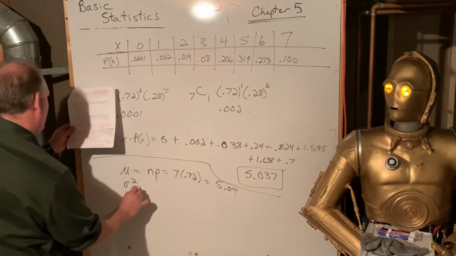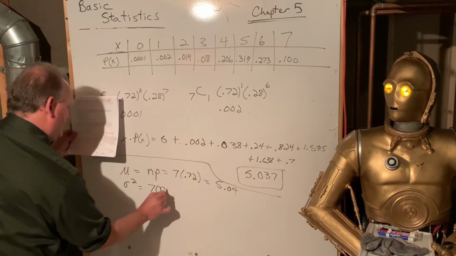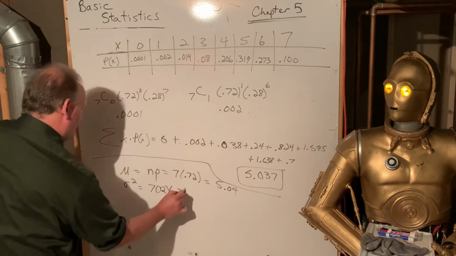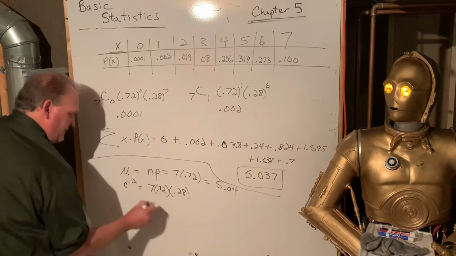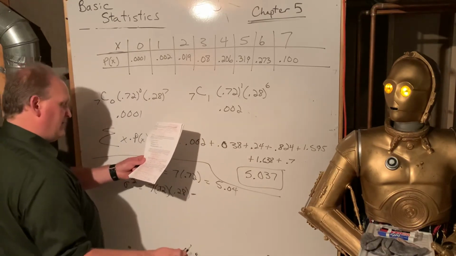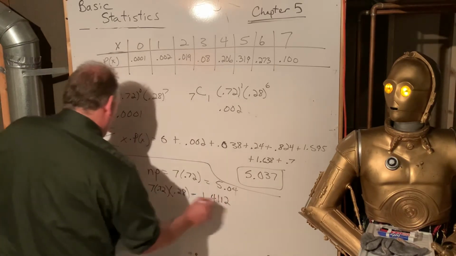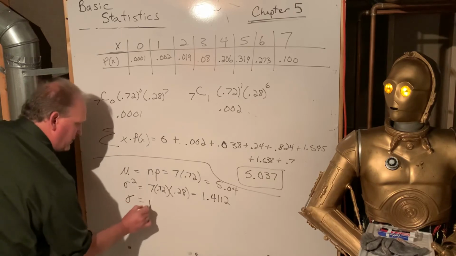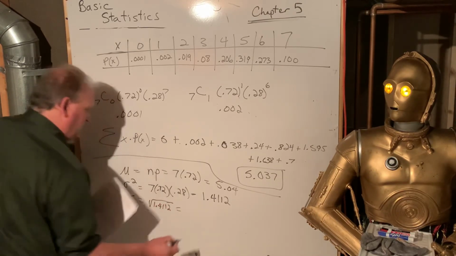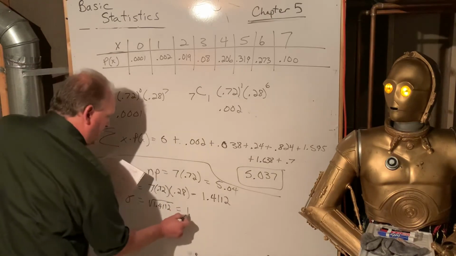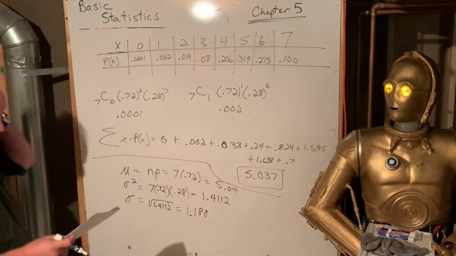Let's find the variance. That would just be 7 times 0.72 times 0.28. And so that means the variance would be 1.4112. And then the standard deviation, that's what we're kind of after usually. We're usually not too worried about the variance. We're worried about the standard deviation. That's 1.188. So about 1.2. Okay.